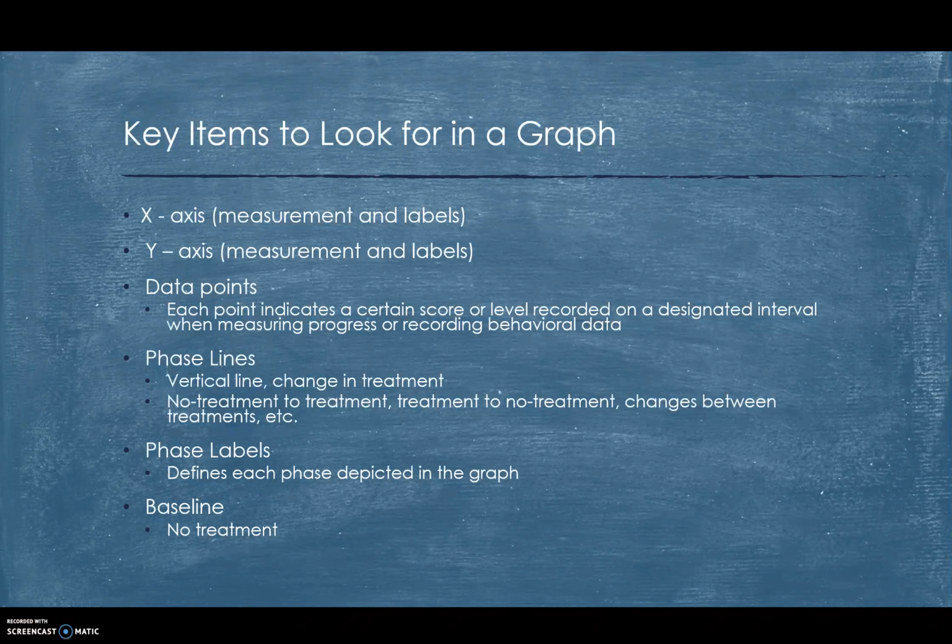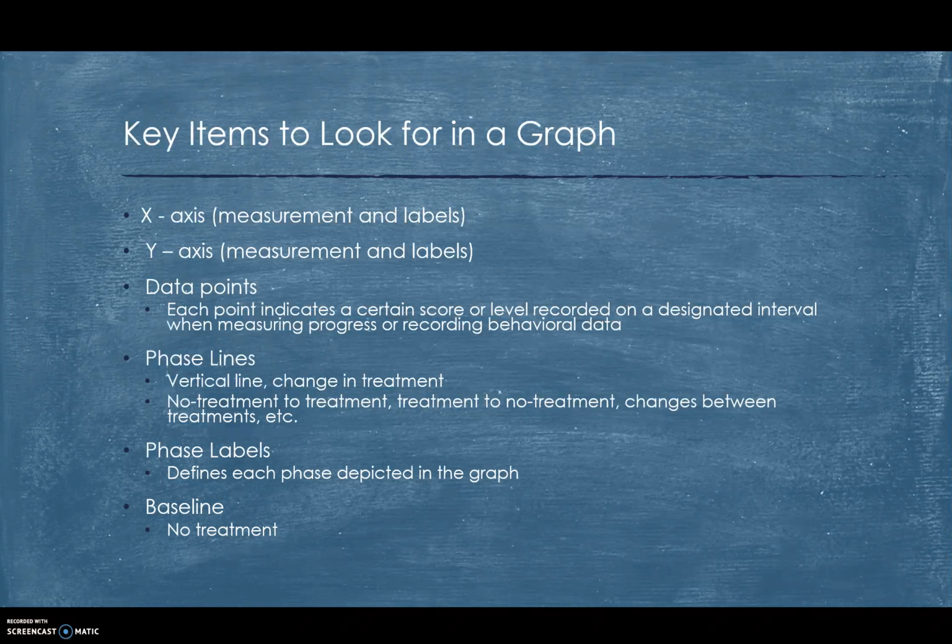Let's say that a person is struggling to quit smoking. The baseline would be without any intervention, how frequently are they smoking a cigarette? And then the phase line would show that the intervention has begun. That intervention might be the use of a nicotine patch or gum to reduce the behavior of smoking. So the phase line shows when that started.